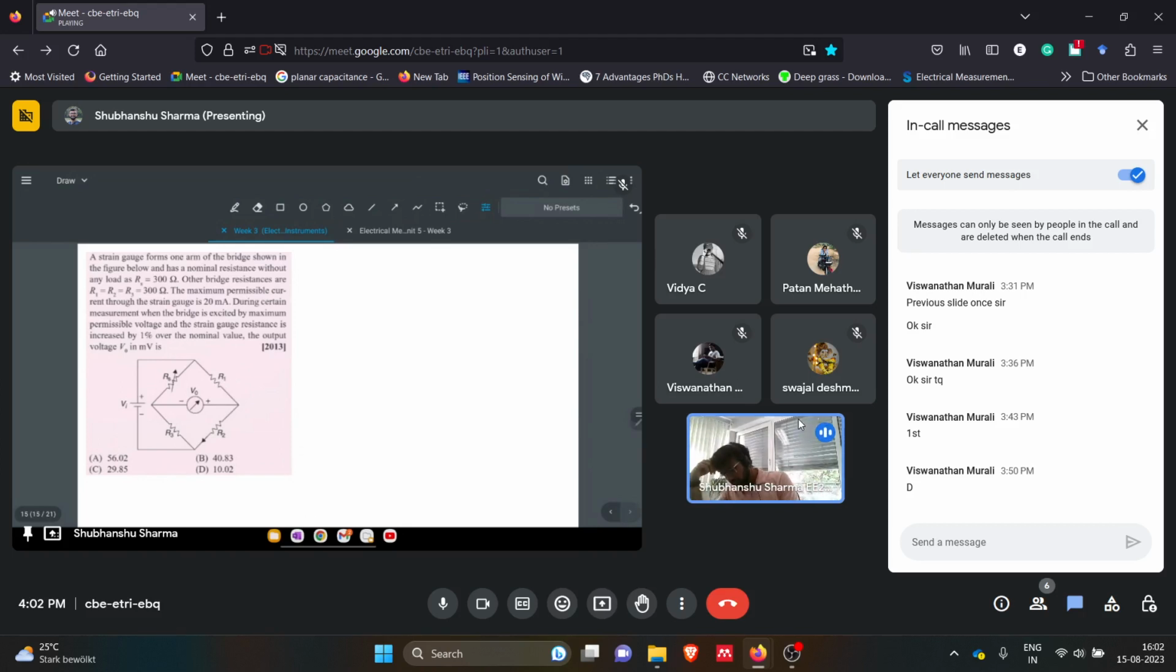So a strain gauge is basically such that if you apply strain on it, its resistance will change. That is a simple thing that you can represent with this arrow and this symbol. So that is basically a variable resistor.